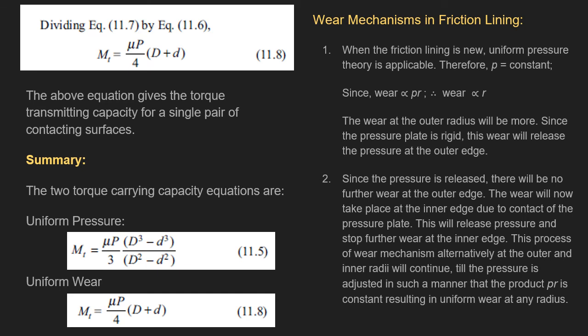This will lead to further release of pressure at the inner edge, and this cycle will continue. Wear happens at the outer edge, the pressure gets released, and then wear starts to happen at the inner diameters, and then the loop continues. This is how wear happens in friction plates.